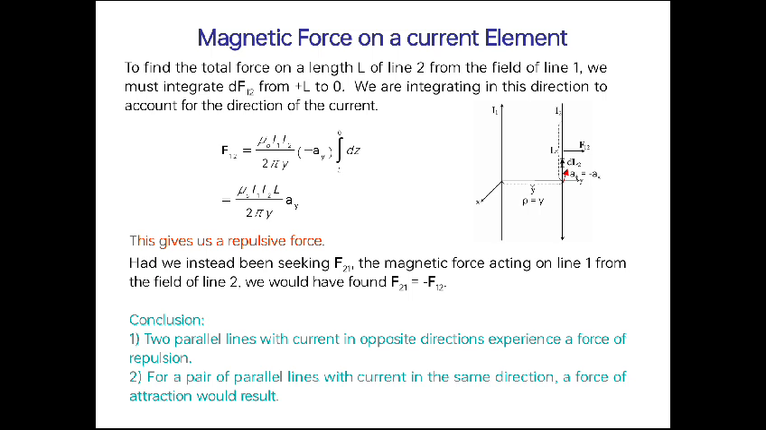Here F21, the magnetic force acting on line 1 from field of line 2, we would have found will be the negative of F12. So F21 will be equal to minus of F12. From this we can conclude that two parallel lines with current in opposite direction experience a force of repulsion. For a pair of parallel lines with current in same direction, a force of attraction would result.